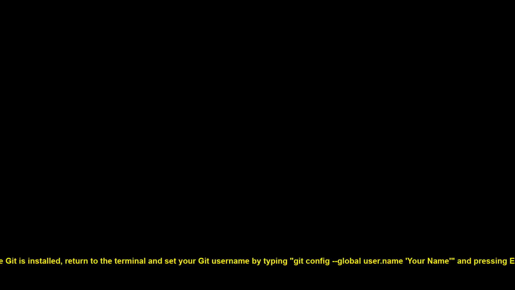Once Git is installed, return to the terminal and set your Git username by typing git config --global user.name "your name" and pressing enter. Next, set your email by typing git config --global user.email "your email at example.com" and pressing enter. Navigate to your GitHub account in your web browser.